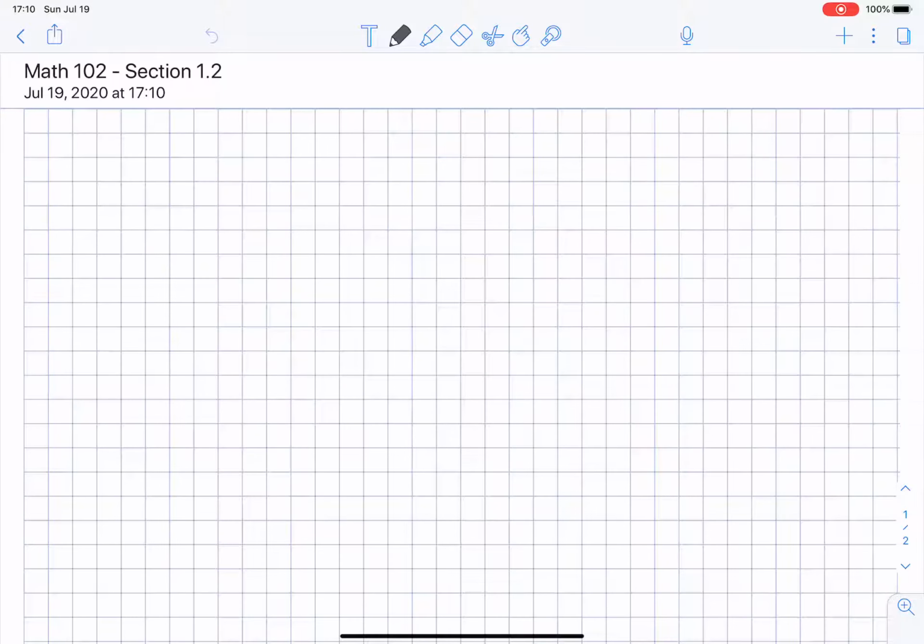Okay, so welcome to section 1.2, which is special triangles. Not special, similar triangles. We did similar triangles.